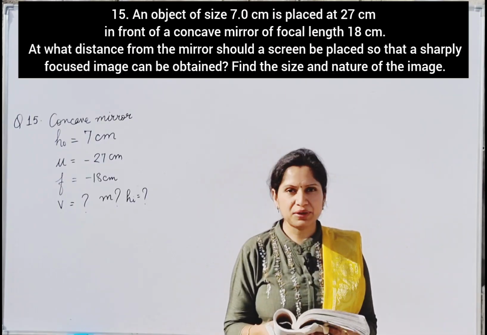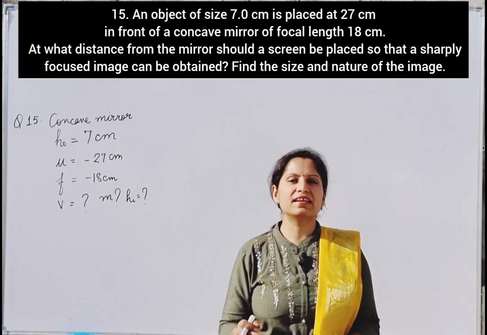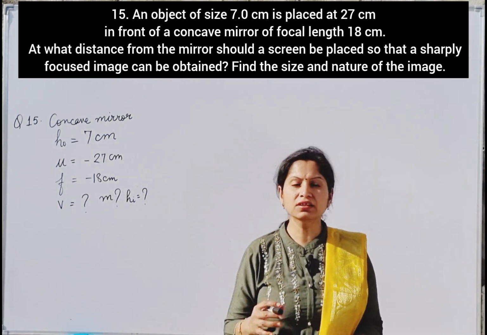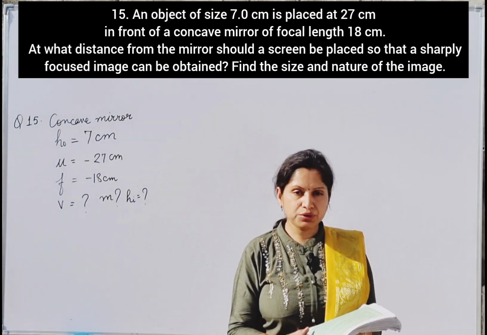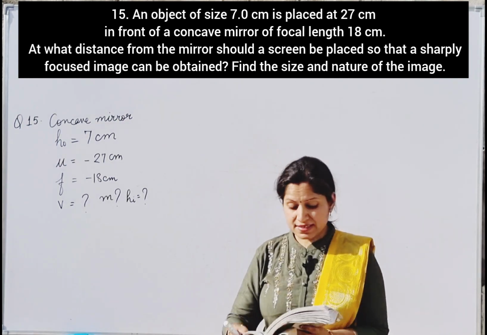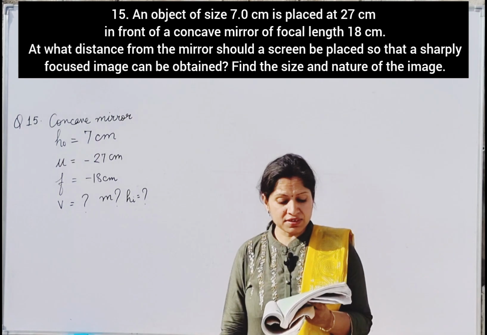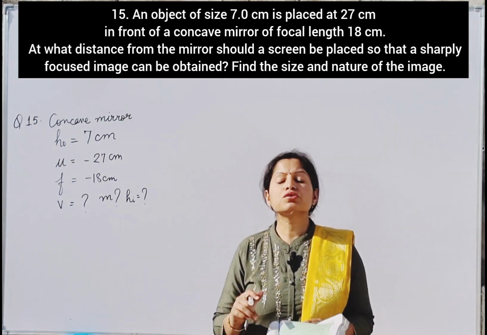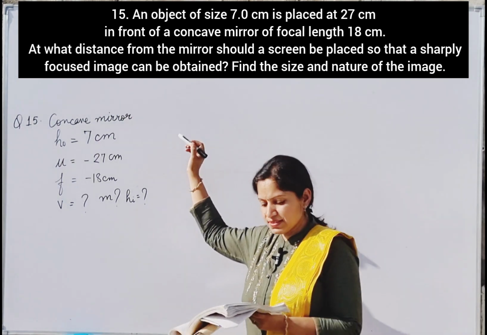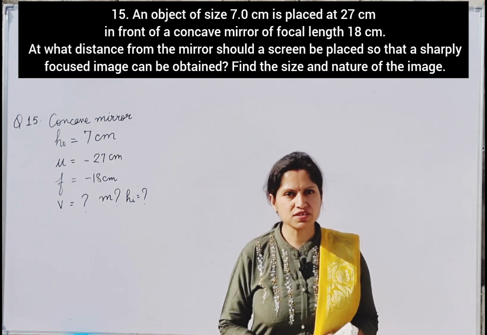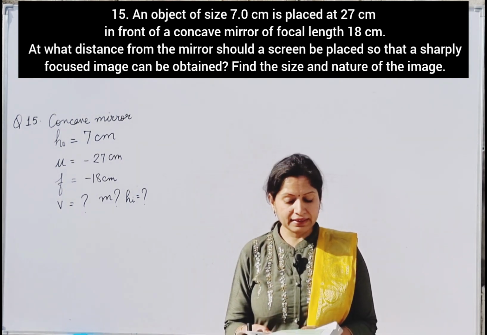Okay, now let's practice question number 15. This is the last question from the mirrors section given in your NCERT book. So the question is, an object of size 7 centimeter, means height of the object is 7 centimeter, is placed 27 centimeter in front of a concave mirror. So the position of the object is 27 centimeter, and the mirror is a concave mirror of focal length 18 centimeters.